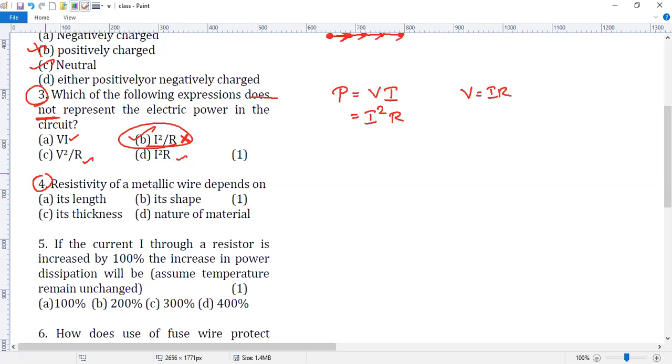Fourth question. Resistivity of a metallic wire depends on what all? D, nature of material.